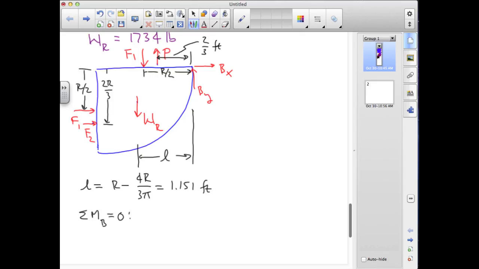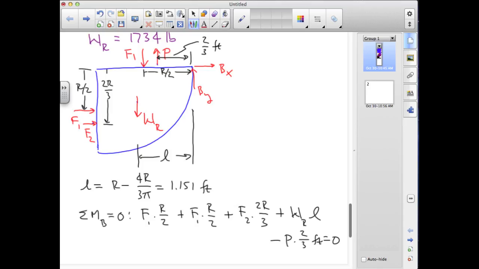we have the following. We have from the top F1 times a moment arm of r/2. We also have from the left-hand side another F1 times r/2. We have the F2 times 2r/3, and we have the weight of the retardant times the length L. And then finally, the only clockwise contribution we have is minus P times its moment arm, which is 2/3 of a foot, and that sum has to be equal to 0.